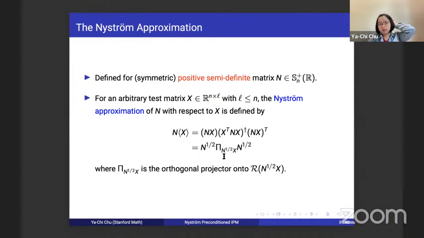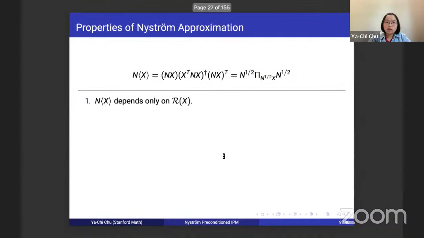It originated from some numerical PDE computation. It has some properties worth mentioning here. First of all, because we did the projection, it depends only on the projection of N onto the subspace spanned by X. So if we have two matrices, X1 and X2, with the same range, then after projecting N onto this subspace, you will get the same orthogonal projection. So the Nystrom approximation only depends on the range of X.